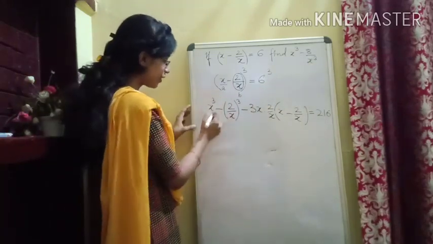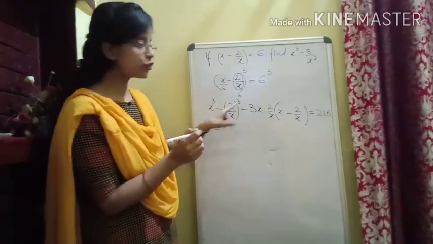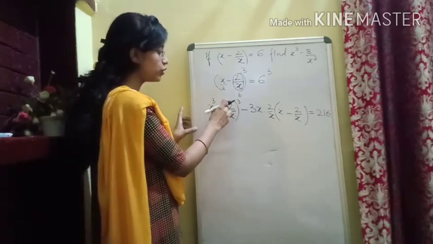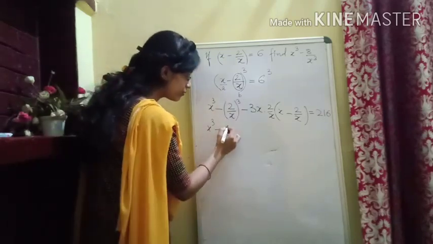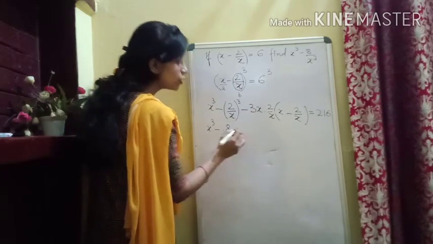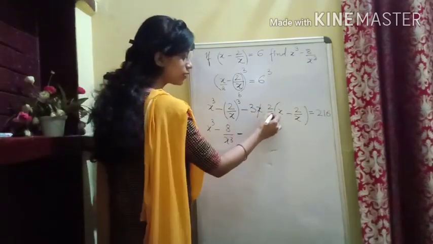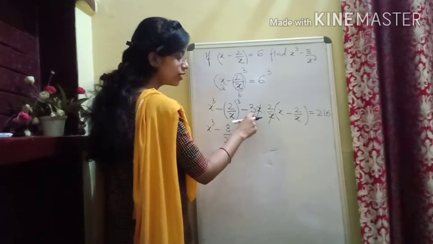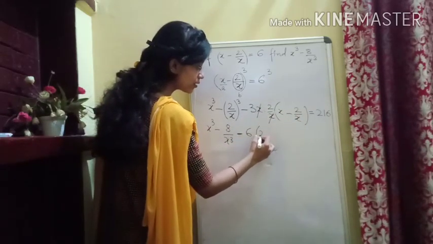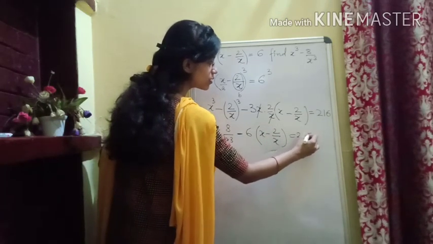Let's see, first we simplify, that is x cube minus, now you see it is (2 upon x) whole cube, which means we have to cube the numerator as well as the denominator. So when you cube the numerator, which is 2, it will give you 8 upon x cube, and here minus, you see this x and this x, they are in divide, so we can simply cancel them. Now we are left with 3 into 2, which will give you 6, and we also have this bracket (x minus 2 upon x) equals 216.